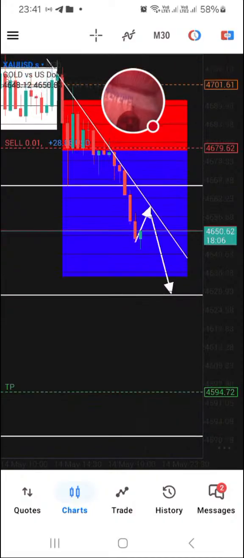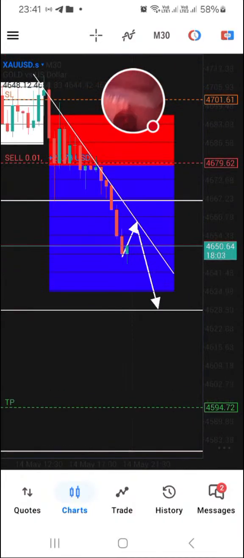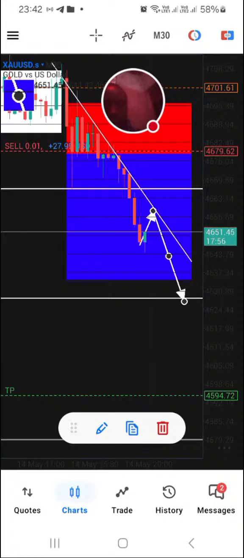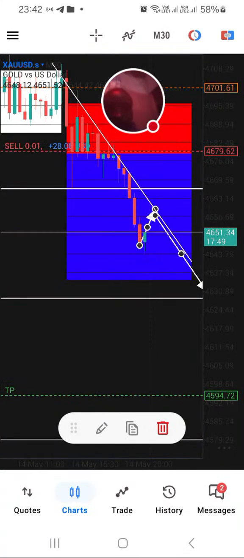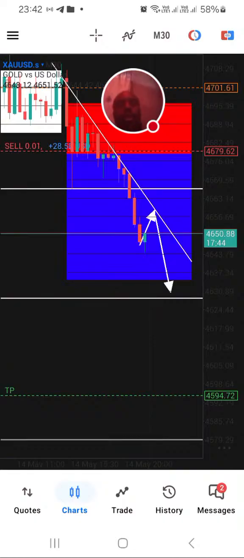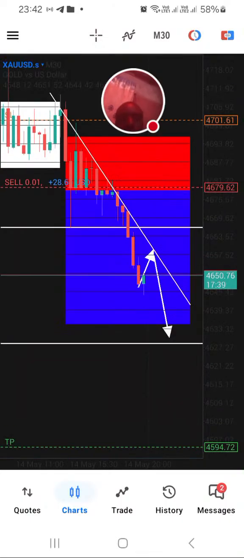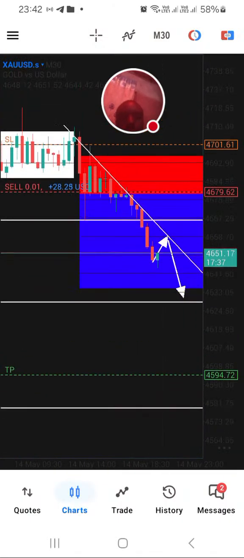So the entry point should be that point. Sometimes it cannot be that sharp. Yes, that is the plan, guys. That is the second entry signal. Let's see if it forms, guys.